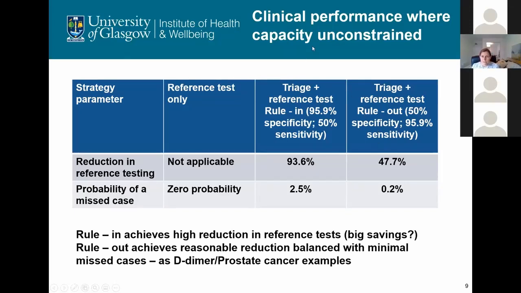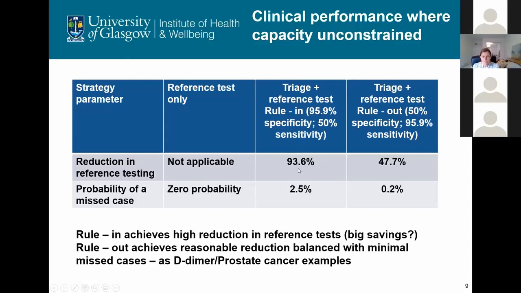And these are the metrics, the clinical performance where capacity is unconstrained. So these would be the ones we're familiar with looking at. So we've got the reference test only strategy compared to the rule-in strategy and the rule-out strategy. So high specificity, high sensitivity.